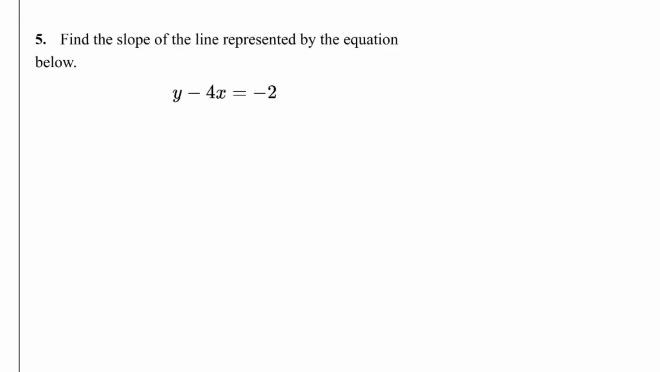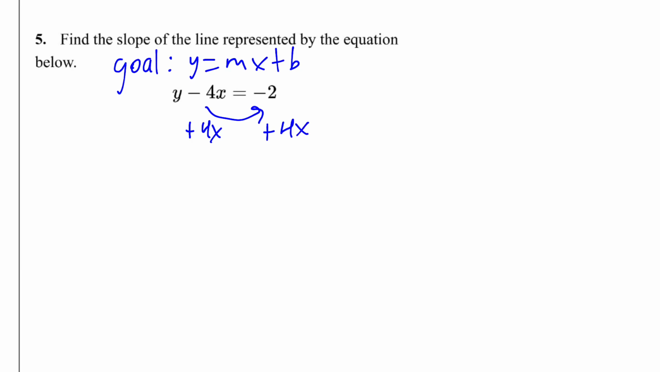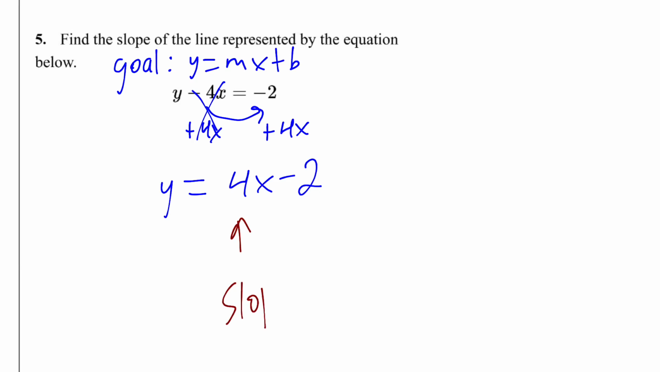Number 5, to find the slope, first I have to get to y equals mx plus b. So my goal is to make this one look like this. Notice that the x's should be over there. So I'm going to add 4x to both sides of the equal sign. On the left, they cancel out. On the right, I'm going to put 4x minus 2. I like to put the x's first just because that's where they typically go. In this case, my slope is just whatever's in front of x, so here it's going to be 4.